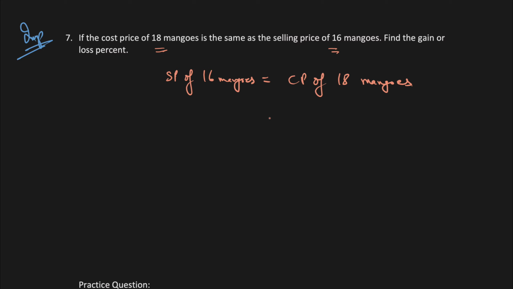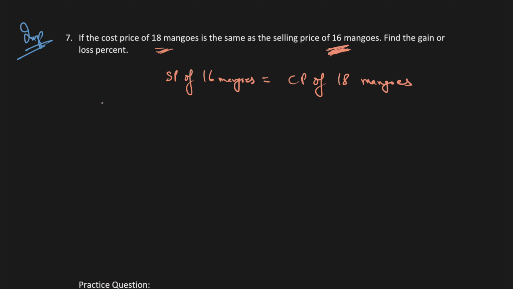This is a very important thing we have to understand here. What is happening over here? If you think that you are selling less things, right? You are selling less. You are selling 16 mangoes at the price of 18 mangoes, so obviously you are making a profit here, right? You are selling less thing for more.